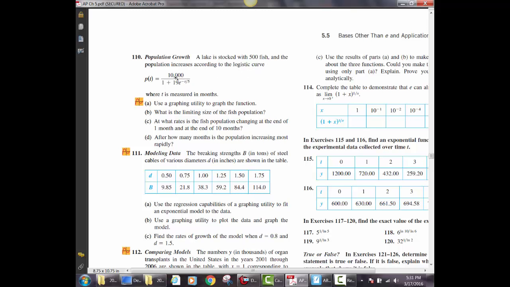You don't need to know what that means. So they gave you the function. That's all that matters, where t is measured in months. It says use a graphing utility to graph the function. What is the limiting size of the fish population?